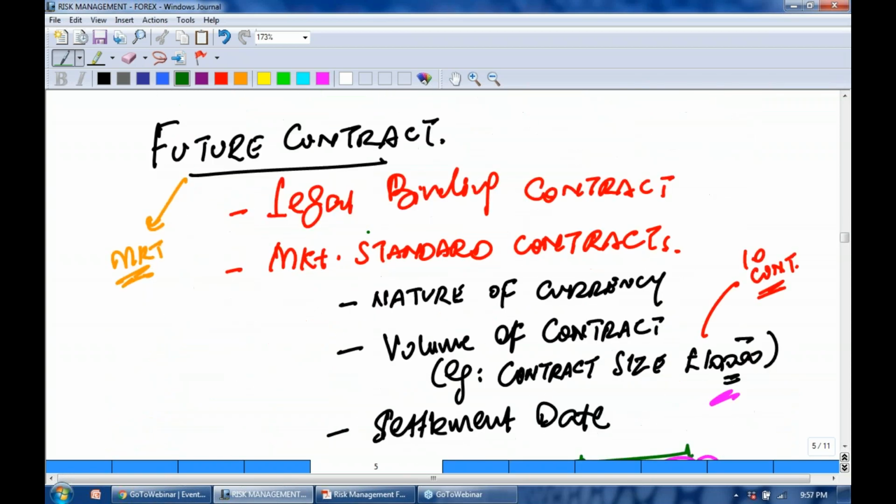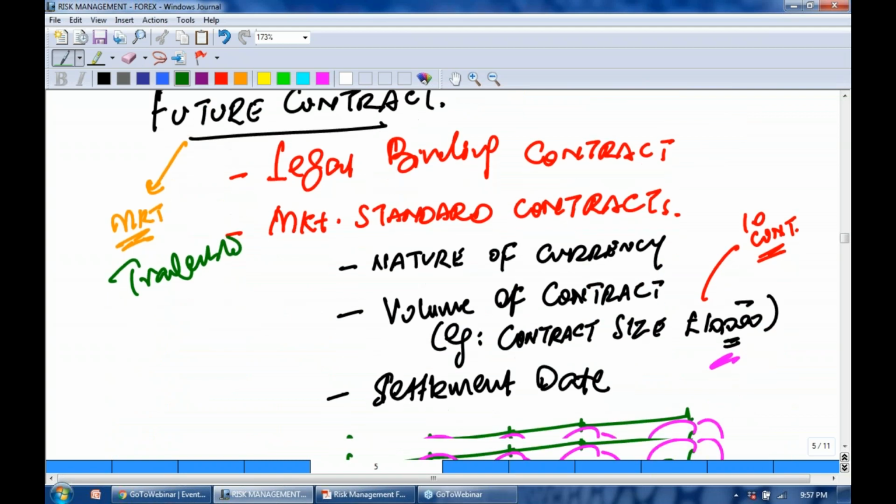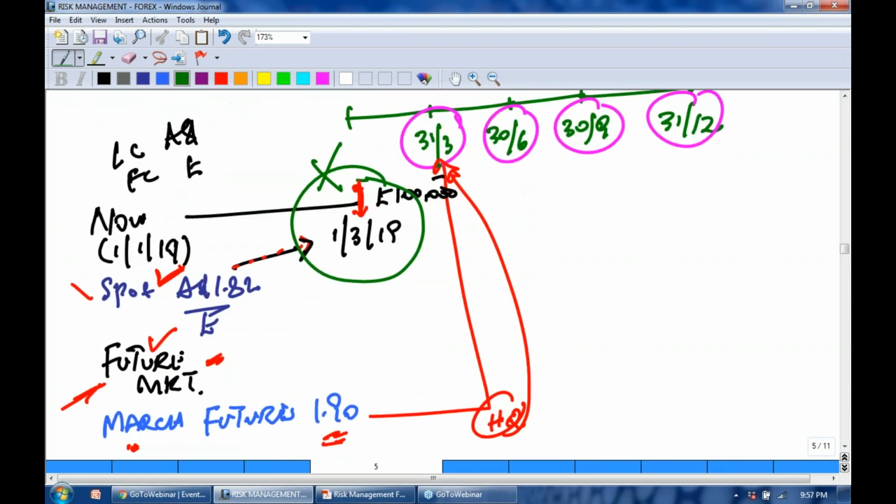But future contracts are tradable. Tradable means, on 1st January 2019, we will make a future contract to buy sterling.